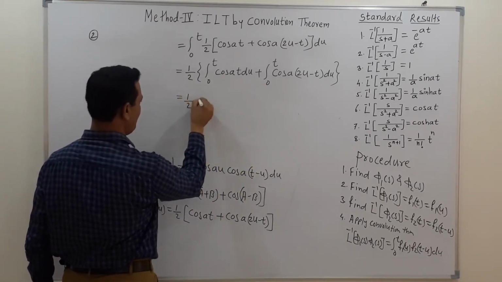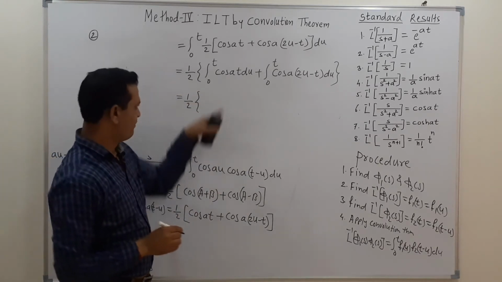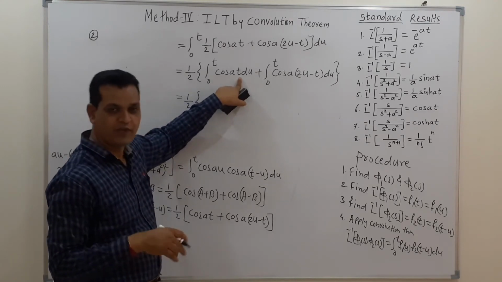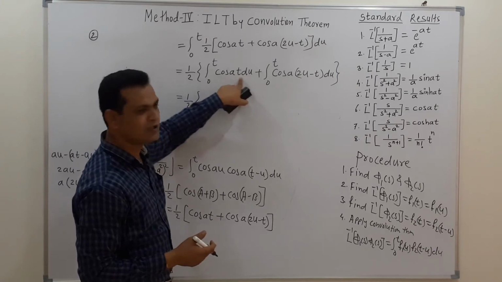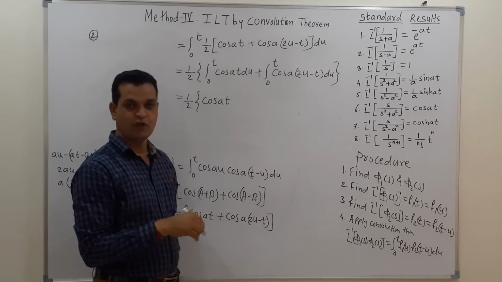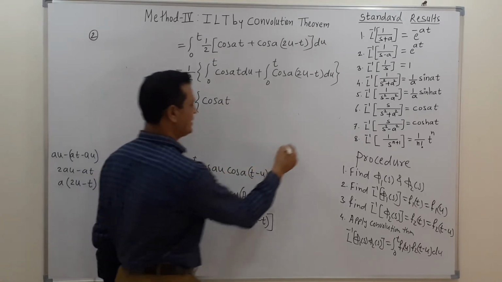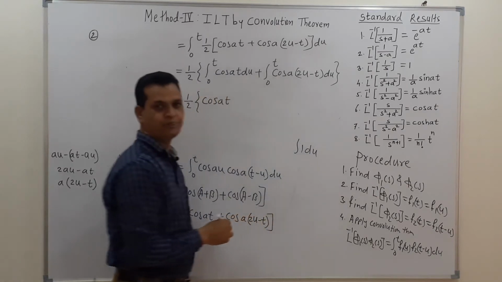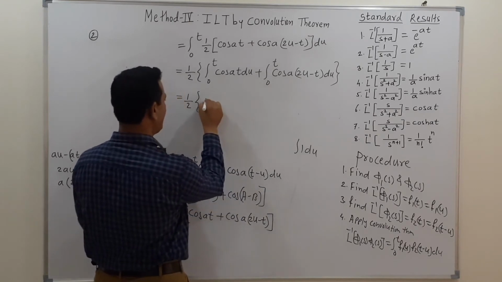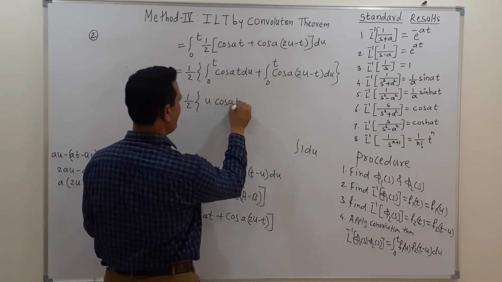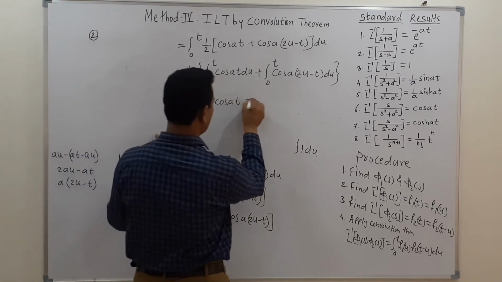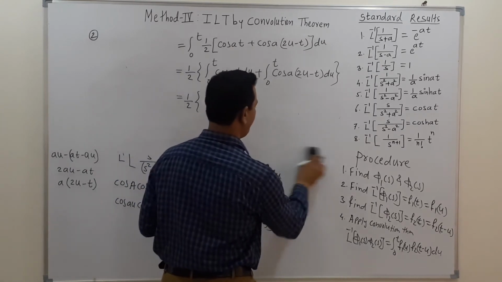So we have 1 upon 2, and here we are integrating with respect to u. The first term is cos of at, and since we are integrating with respect to u, cos of at is a constant. So we get the integration of 1 du, which means u. For adjustment we write this as u times cos of at, writing u first to avoid confusion in the notation. This is the first term. Now find the integration of the second.